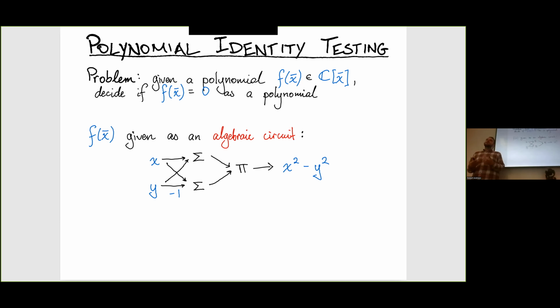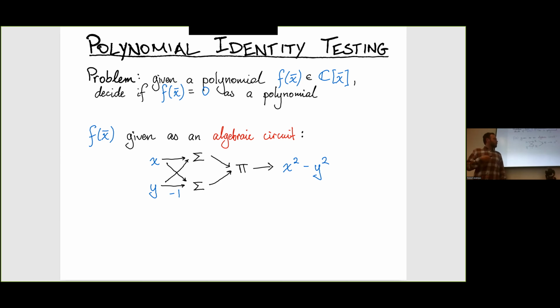So I'm going to give it to you as an algebraic circuit. I'm going to give you a recipe for computing the polynomial. So for example, this circuit takes as inputs 2 formal variables, x and y, and it computes the polynomial x squared minus y squared. So here I'm really thinking about this polynomial as a syntactic object, not thinking about it as a function. It's really this formal sum of monomials. I give you a circuit and I want to know if it's computing 0 or if it's computing something that isn't 0.